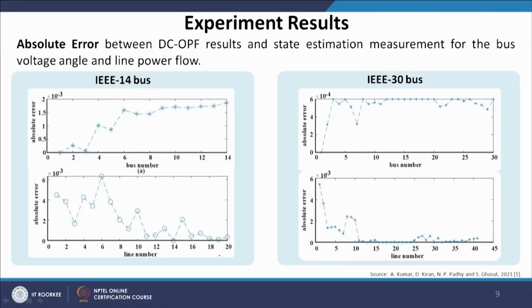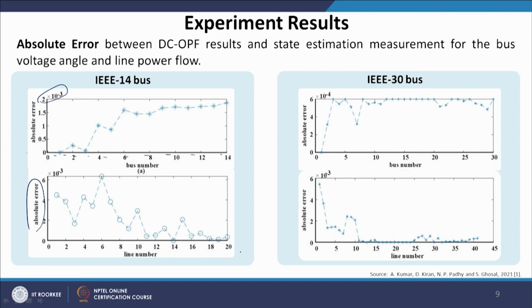And as you could see, the absolute error is as low as 2 into 10 to the power minus 3 range, which is the maximum error that you could see, and these are the bus numbers. So, for each and every bus the DC OPF and the state estimation results have been compared. Now, this is my absolute error, as you could see, and these are the bus numbers again 0 to 20, and as you could see the errors keep on varying.